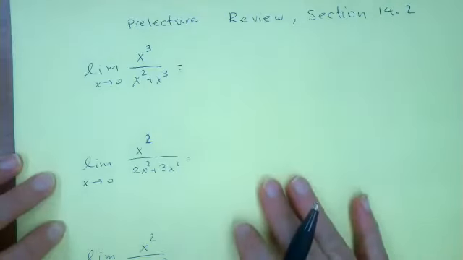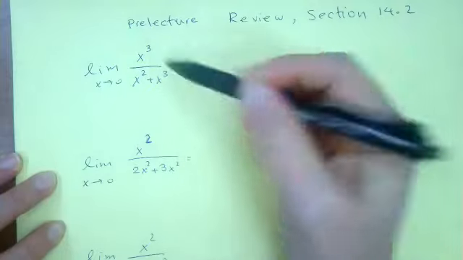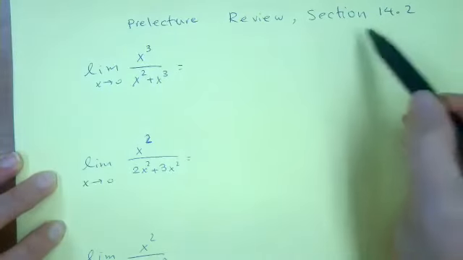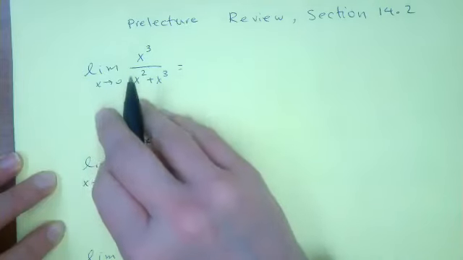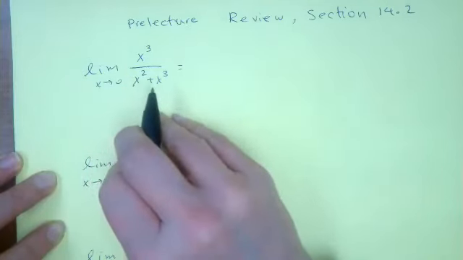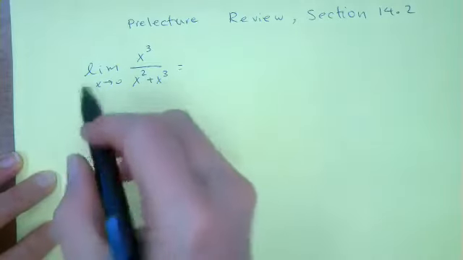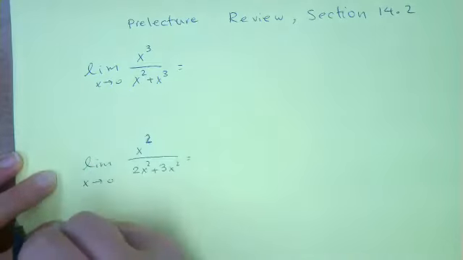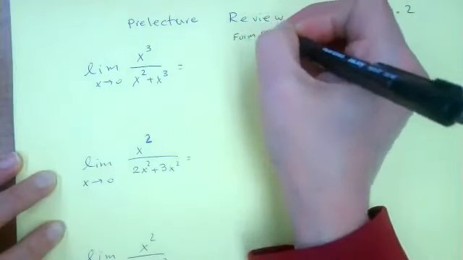Let's do a few limits from Calc 1 that are required for section 14.2. First one is the limit of x cubed over quantity x squared plus x cubed, as x approaches 0. First thing I want you to notice, this is form 0 over 0.